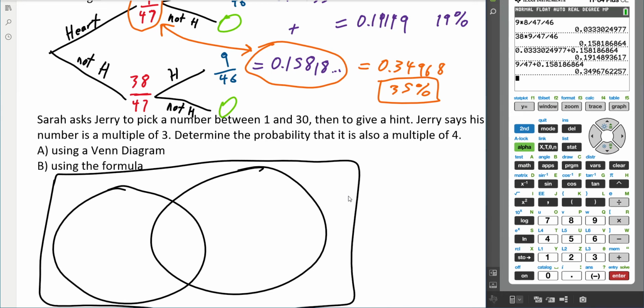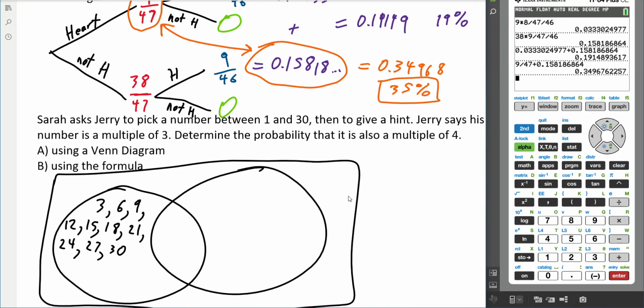Okay, so here's our Venn diagram. And let's think about it. All the numbers between 1 and 30, let's not do all of them. But it does tell us to do all the multiples of 3. So 3, 6, 9, 12, 15, 18, 21, 24, 27, and 30. Okay, so all of those numbers.